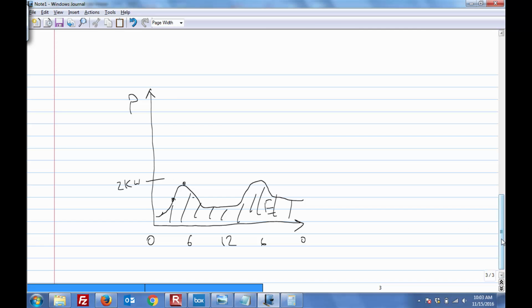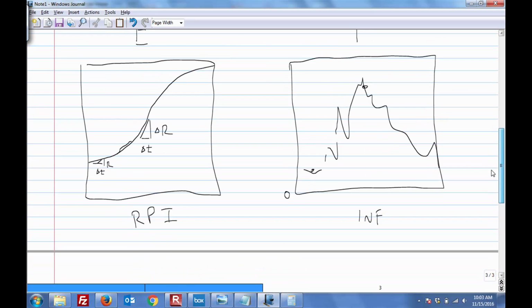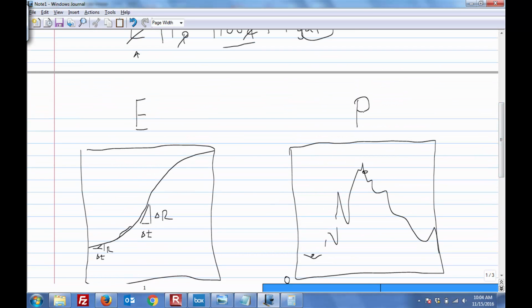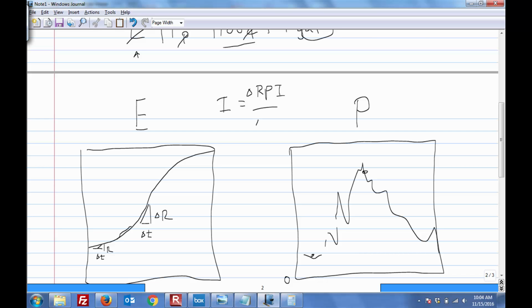Hopefully that makes sense, because power is actually the slope. So inflation equals the change in the RPI as a function of time, and we also know that power equals the change in energy as a function of time. That's how those two are related. So now you have money and energy, each as a function of time.